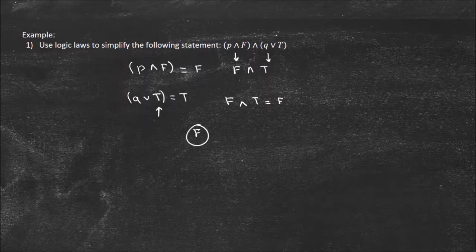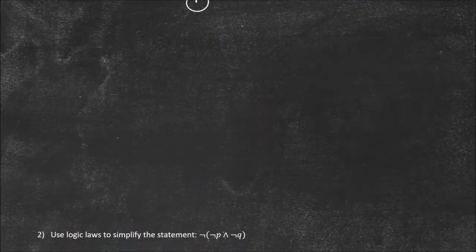And really, I could have quit once I got to this step. When I saw that the first part was false, and then I saw it was false and something else, it didn't matter what the something else was. It had to be false, because an and is true only when both are true, and I know the left side's never going to be true. So this whole thing is false.